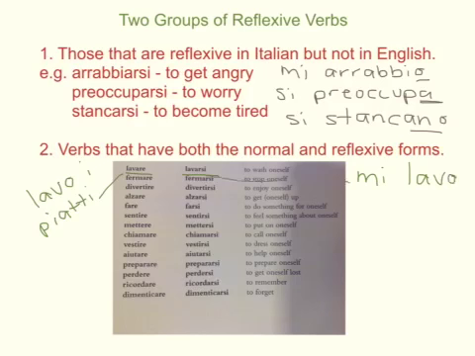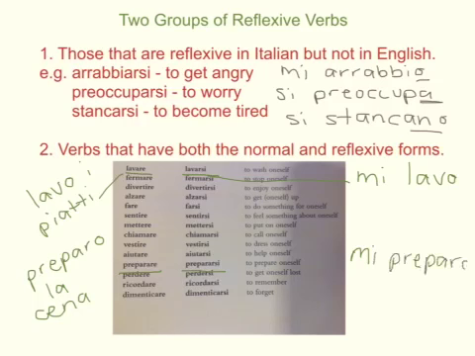Okay. Another example, preparare. If I was talking about preparing dinner, preparo la cena. But if I was saying I prepare myself to go out, it would be mi preparo per uscire. So you can see there are differences in terms of when we use verbs that are in the normal form and when we use verbs that are in the reflexive form.